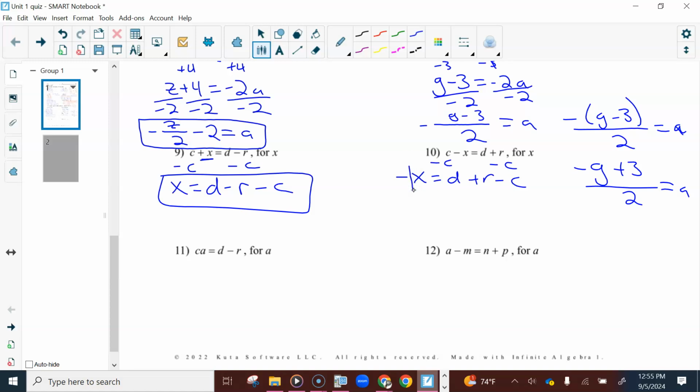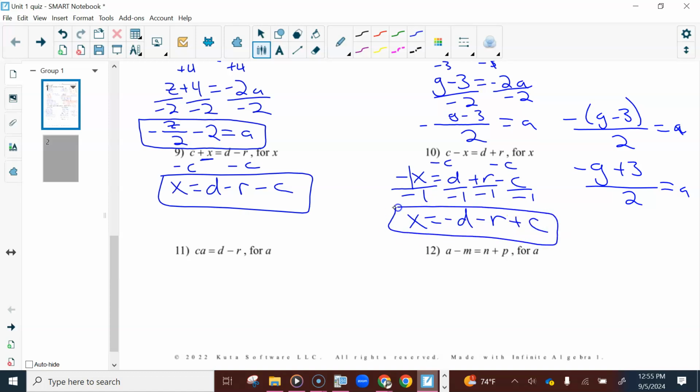They're being multiplied together, so I could get rid of that by dividing. And I'm going to do that to every single thing, so that all the signs change. These negatives would cancel, become x. This would become -d. This would become -r. And the negatives would cancel, making a positive c. So that's one method for that one.